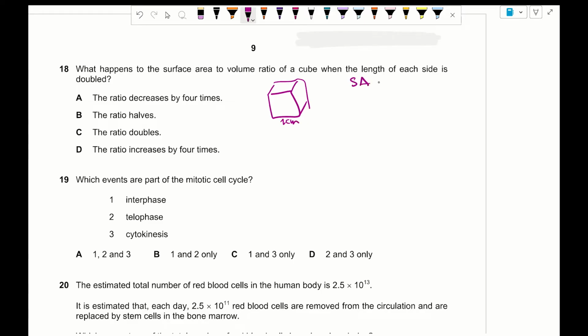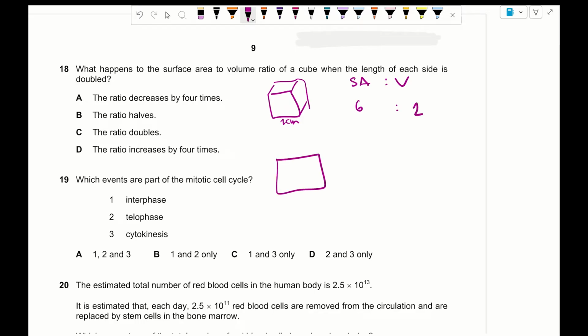So, surface area to volume ratio. The surface area would be 6, because 1 times 1 and then times 6. And the volume would be 1.